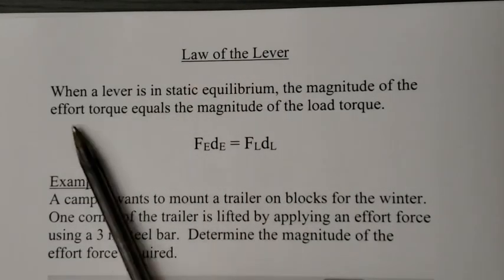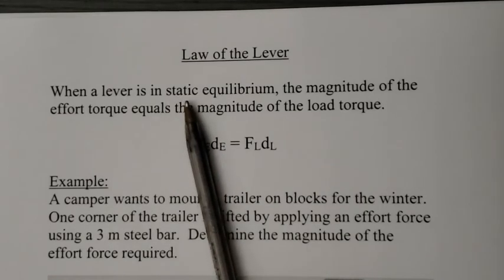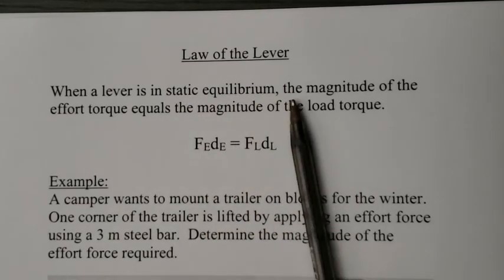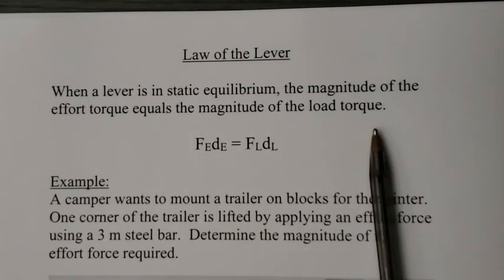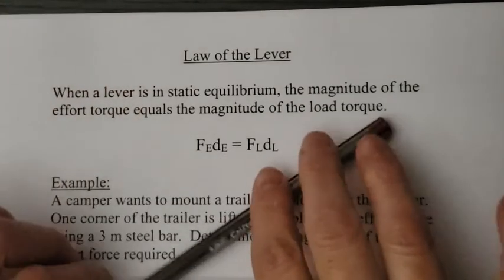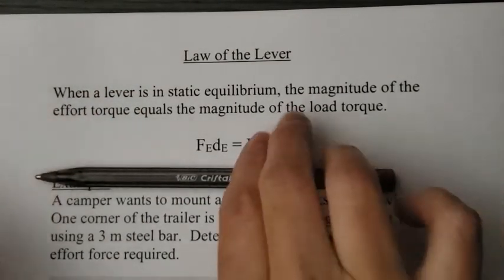The law of the lever. When a lever is in static equilibrium, so static means still, means not moving, okay? The magnitude of the effort torque equals the magnitude of the load torque. So that means if you had a teeter-totter, let's say this is my little teeter-totter going back and forth, if you just hold still, that's static equilibrium.